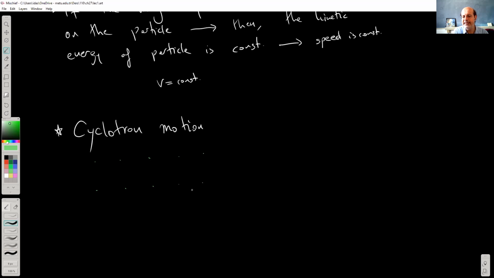So again, it's the same situation. We have some kind of a uniform magnetic field, and we have a charged particle moving in a plane perpendicular to that magnetic field. Right? And so the uniform circular motion of the charged particle is called the cyclotron motion.